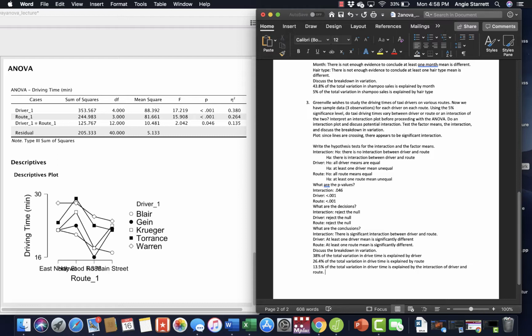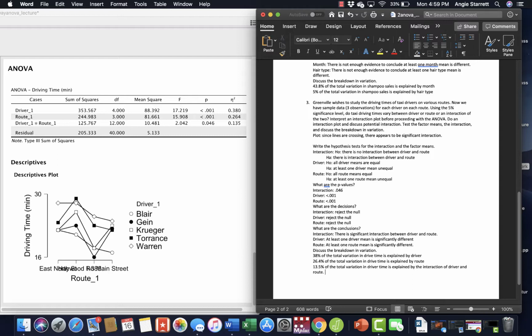So again, what this is saying is that some drivers drive some routes differently. Okay, maybe Blair drives I-385 very quickly because it's the highway, but Blair drives Main Street particularly slowly because it is not a highway. Okay, so there's just an interaction between driver and route.